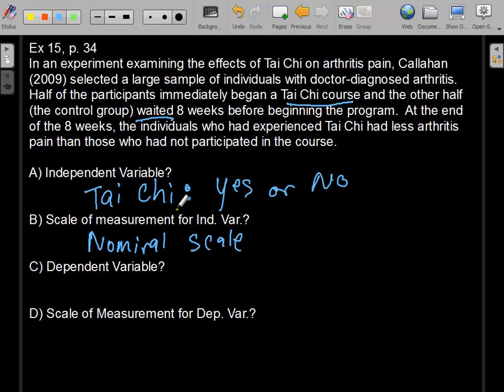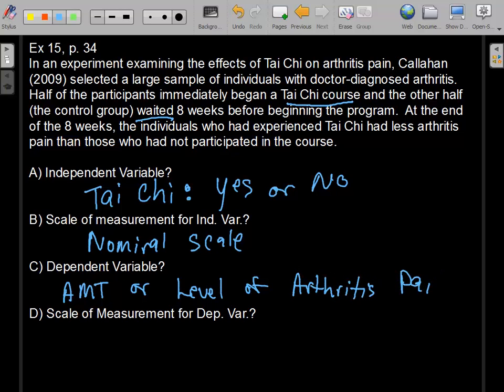If I manipulate whether the participants are in a Tai Chi course or not, what is the thing that I'm measuring after the fact? When you look at this, it says at the end of the 8 weeks, those who had been in the Tai Chi had less arthritis pain. And so the thing that we are measuring is either the amount of arthritis pain or the level of arthritis pain. So I'll write amount or level of arthritis pain.